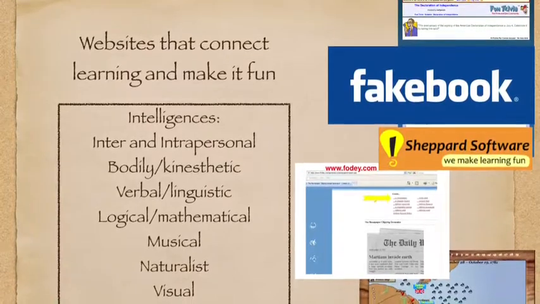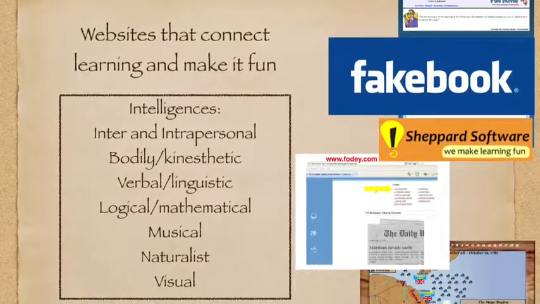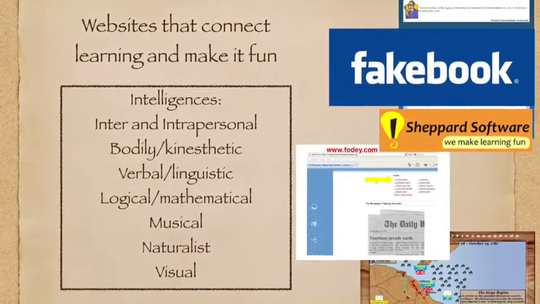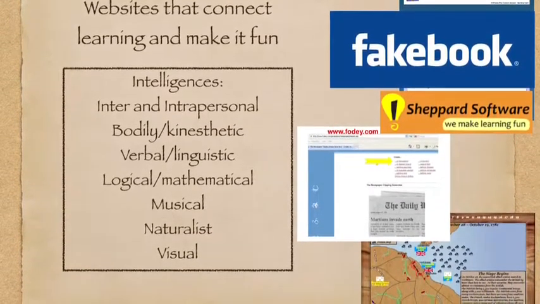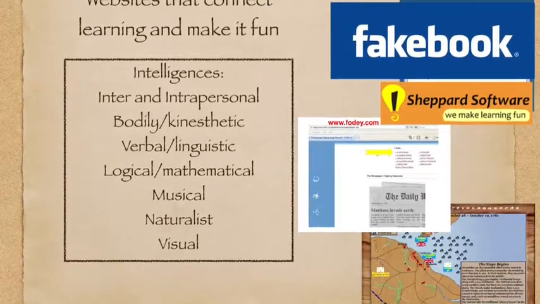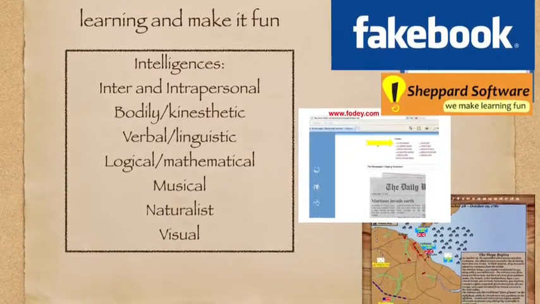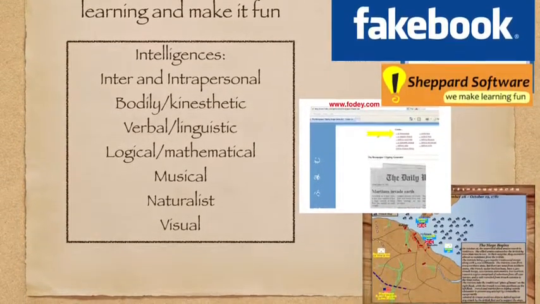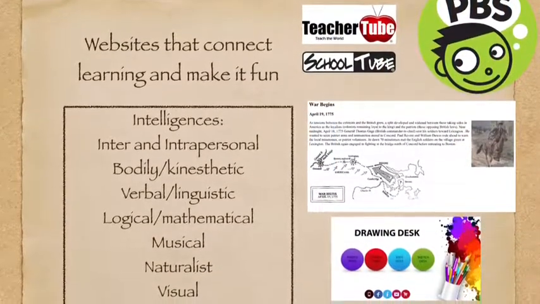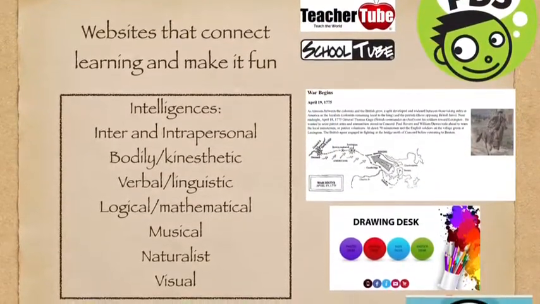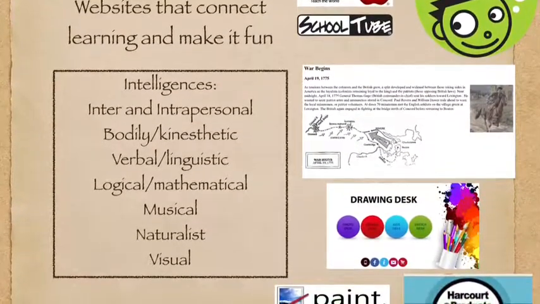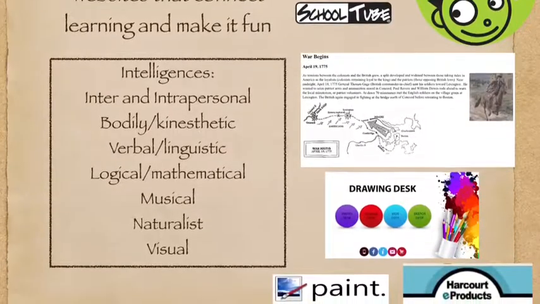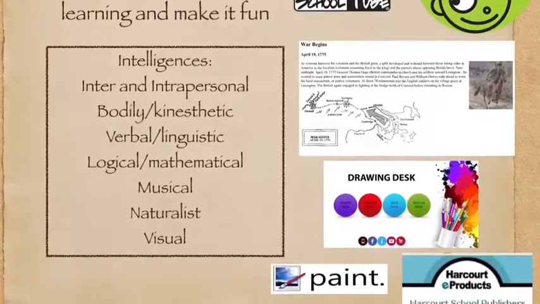following apps and websites: funtrivia.com for comprehension checks, Fakebook for interacting with characters and history, Shepherd Software Games for the bodily kinesthetic, Fody.com to make newspaper articles, an interactive walk through the battle at Saratoga, TeacherTube and SchoolTube for those musical learners, PBS Kids and other informational web searches, the Drawing Desk app or Paint for visual learners, and lastly, Hardcore e-products to access their textbooks online.